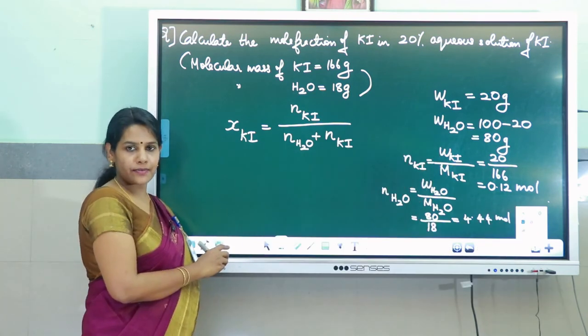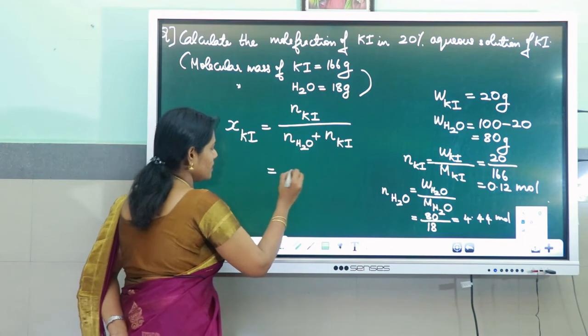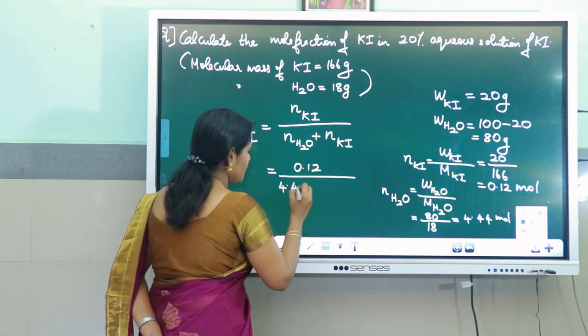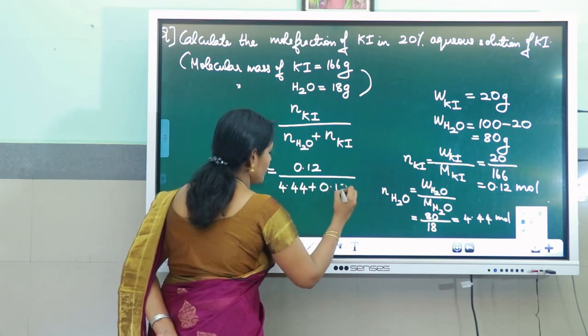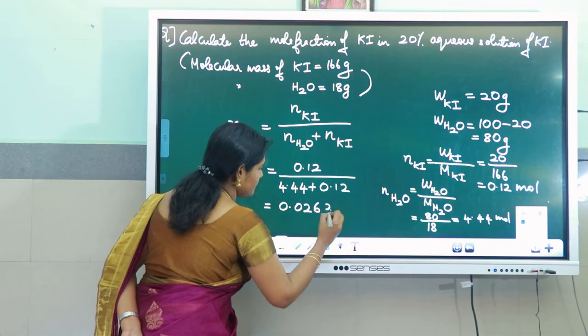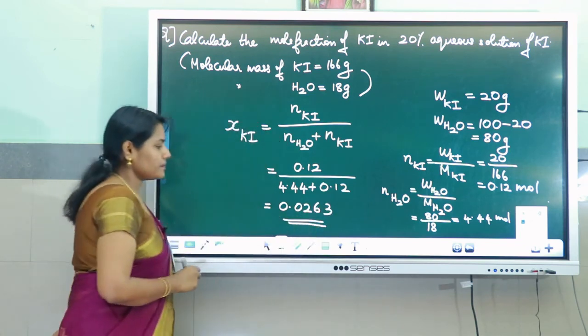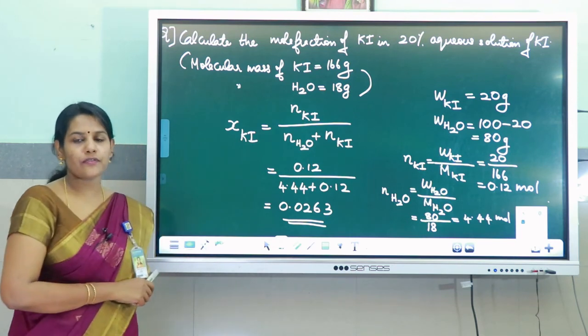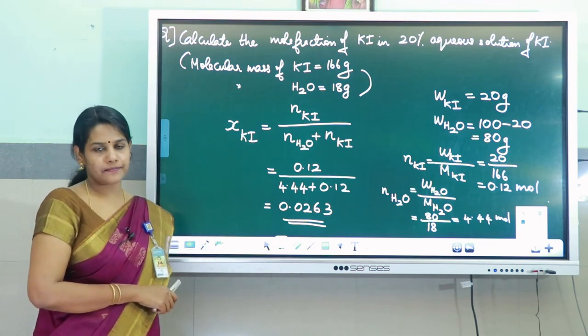Let us substitute these values. 0.12 divided by 4.44 plus 0.12, that is equal to 0.0263. So this is the mole fraction of KI in the aqueous solution of 20% of KI.